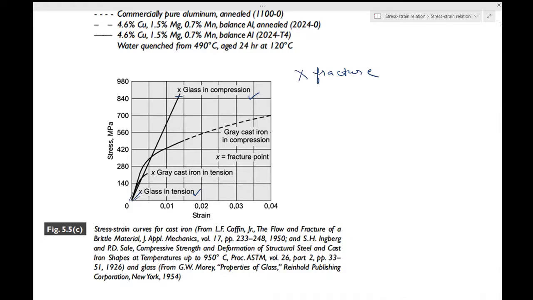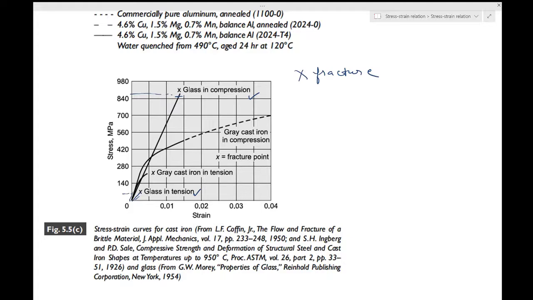The stress at which fracture occurs is much greater in compression than in tension. That you can see, because for fracture to happen in compression you need a stress which is greater than 840 megapascals, and for tension it's quite less. Maybe around 70, definitely less than 100 megapascals. So that is one difference. The stress at which fracture occurs is much greater in compression than in tension.